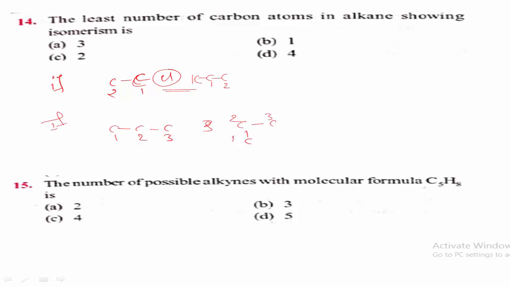Yes students, one thing you remember, in presence of alkanes, branching is not possible with carbon 1, 2 and 3, meaning a minimum of 4 carbon atoms are required to show chain isomerism especially.